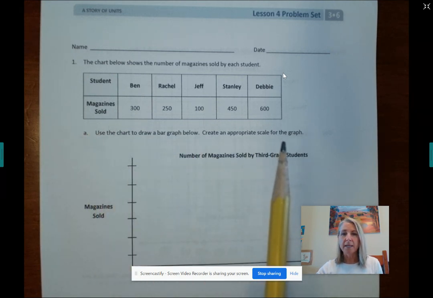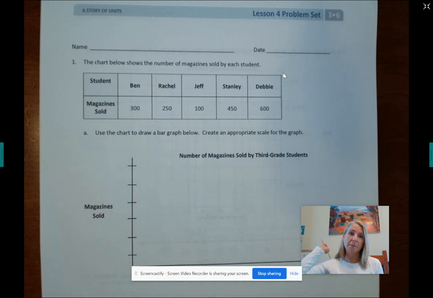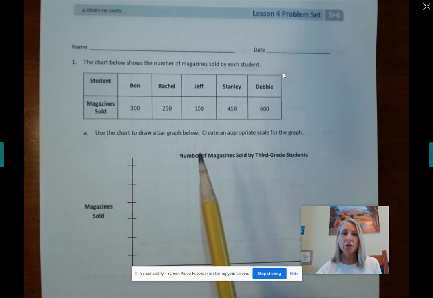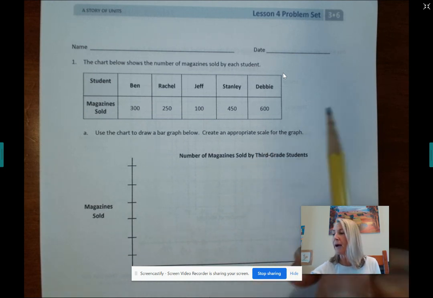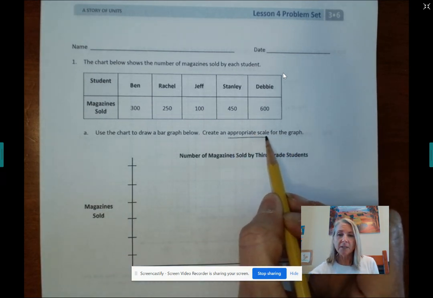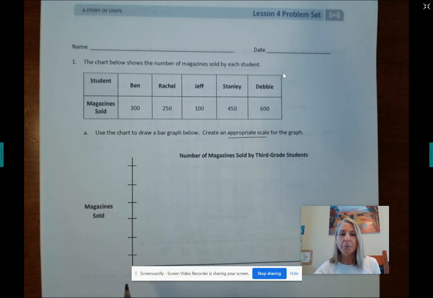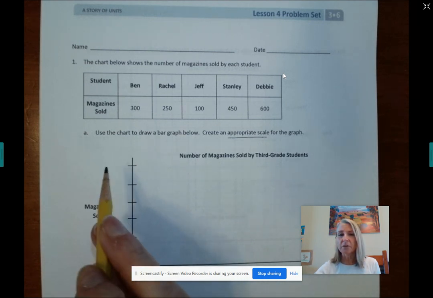And right away, one of the things that pops out at me is, ooh, these numbers are working in the hundreds, right? So when I go to think about designing this graph down here, I'm certainly not going to draw 600 tick marks to get up to Debbie's magazines sold number. So it says to use the chart to draw a bar graph below and create an appropriate scale for the graph. So this appropriate scale language is telling you need to pull your attention to this y-axis line here and think, what would make the most sense for these intervals?